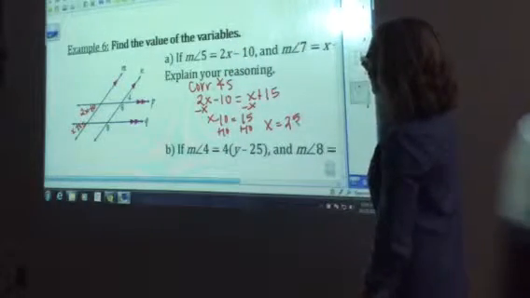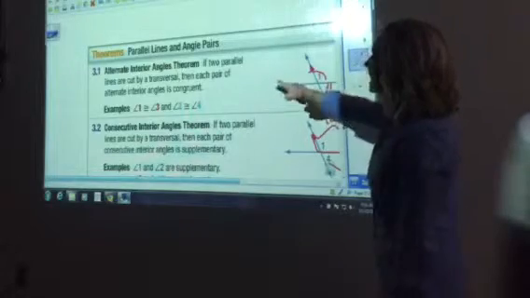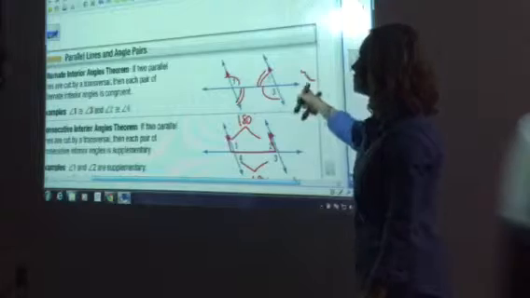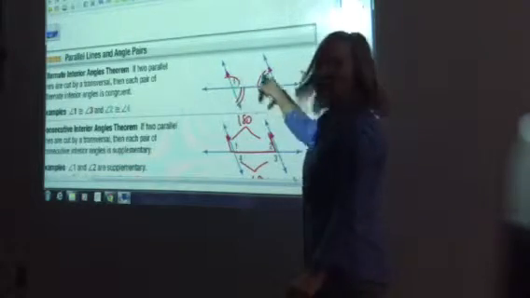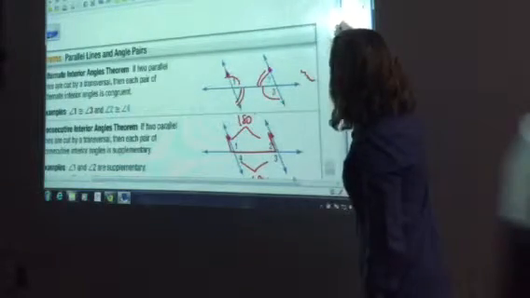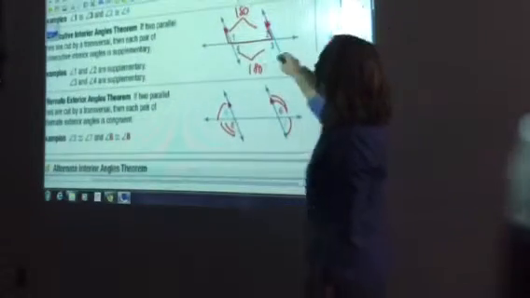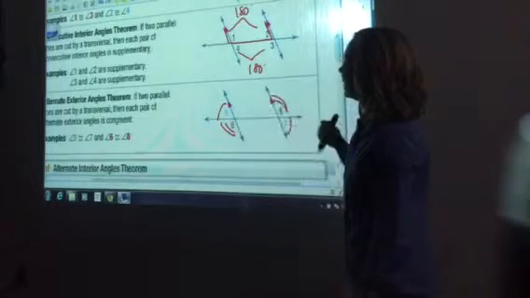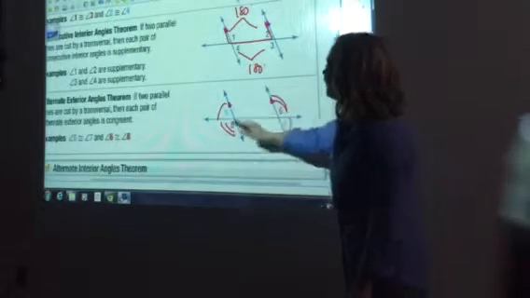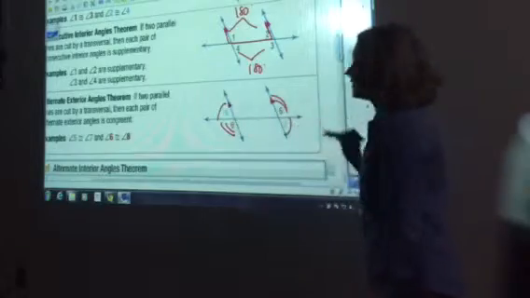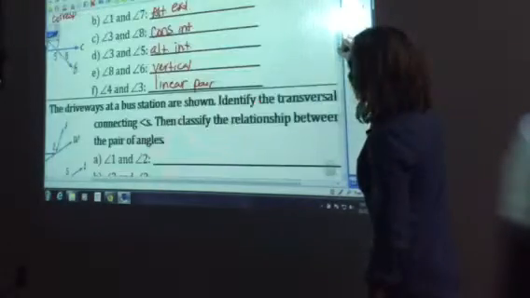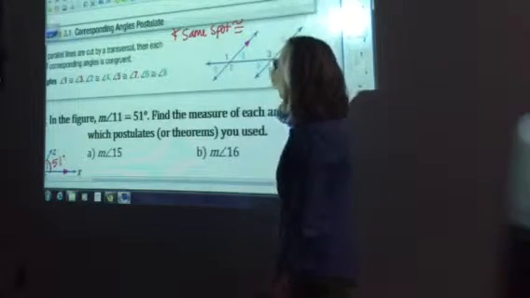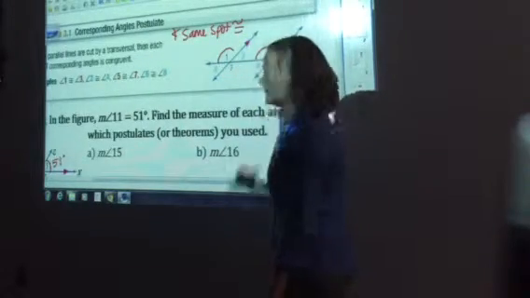So let's go ahead and recap on this earlier. Alternate interior angles theorem: if these two lines are parallel and they're cut by a transversal, then the alternate interior angles are congruent. If two parallel lines are cut by a transversal, then the consecutive interior angles are supplementary. Okay? If two parallel lines are cut by a transversal, then the alternate exterior angles are going to be congruent. And then also, if two parallel lines are cut by a transversal, then the corresponding angles are going to be congruent as well.